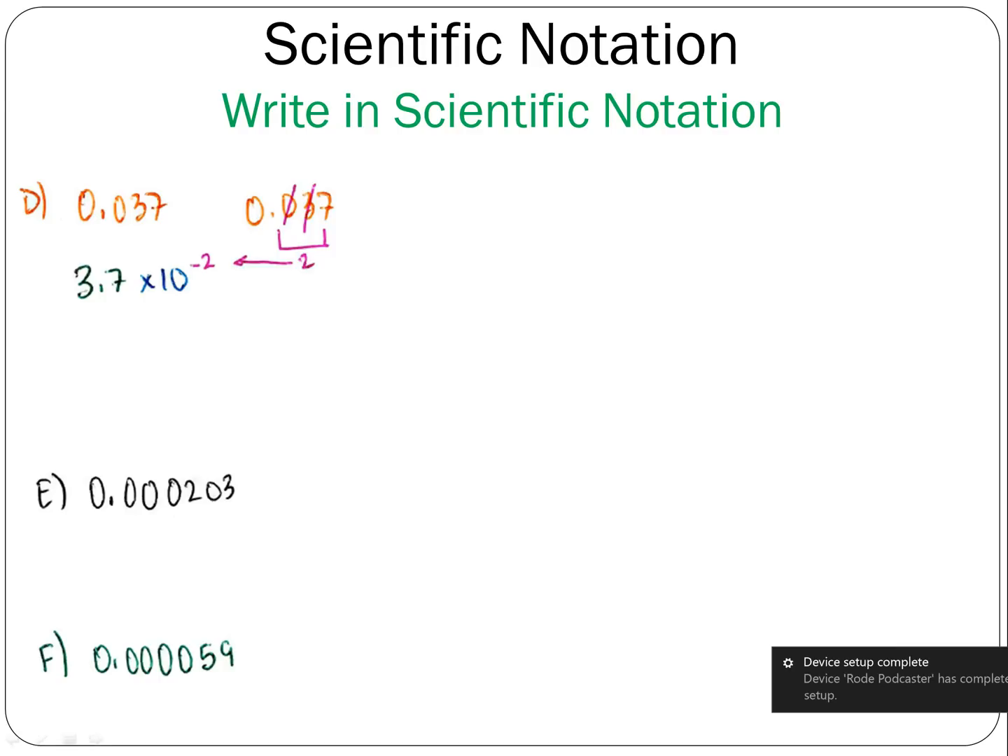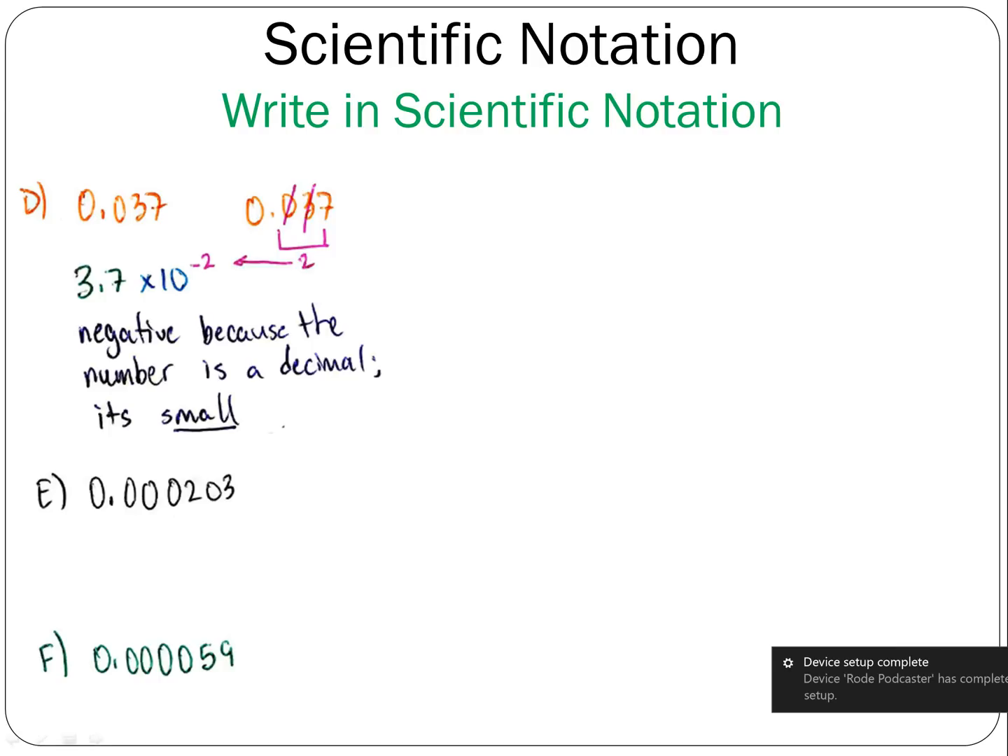Excellent. So let's take a look. It's a negative number because the number is a decimal, so it's small. So I have a negative number here for my exponent. When I have a very small number, or 0 point, it's going to be a negative exponent. Sweet. Small reminder.